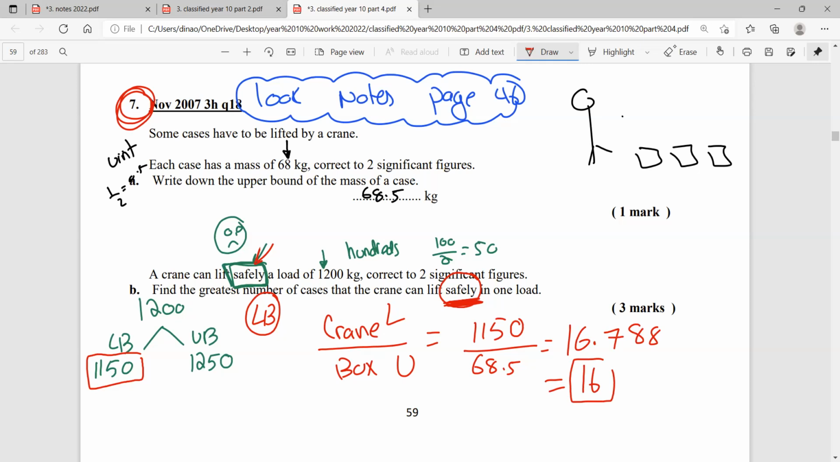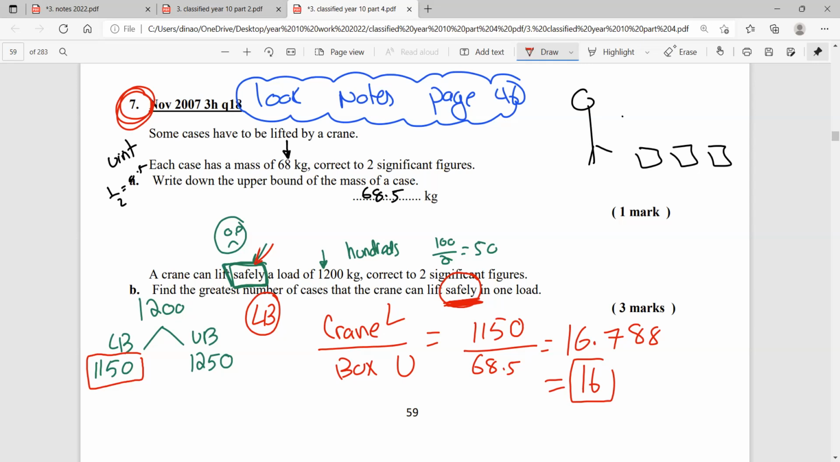أنا بس هتأكد برضو علشان كلمة safely دي، فخلينا نتأكد برضو من الماركينج سكيم، مفيش ما يمنع. So as we said sometimes a word can change the question. ده November 2007 3H marking scheme. Let's do it now and check out.